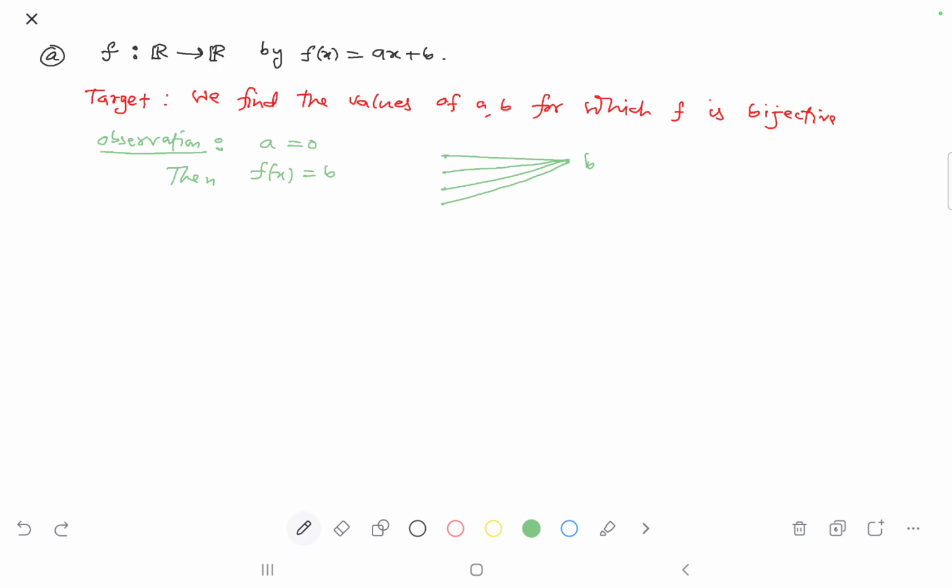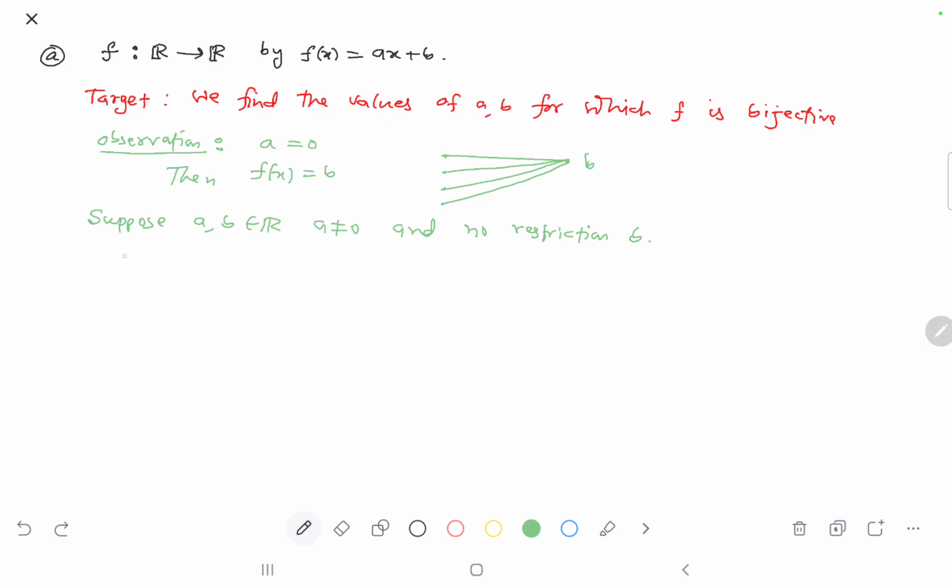Now, is it a sufficient condition? I mean, if A not equal to 0, then it will be a bijective function, and the answer is yes. So here let me write down: suppose A is a real number, A not equal to 0, and no restriction on B. You can take any number in the place of B.